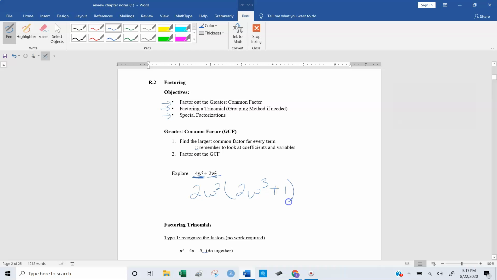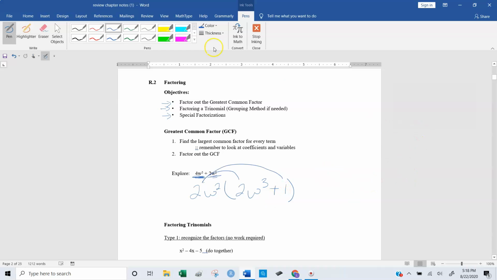Now, I'm hoping when you did this and you did your division, you had the plus 1, and no one forgot that because that's very important. When you check your answer, you should be able to take the 2w squared, distribute it through, and get the 4w to the 5th, but then you must also have the 2w squared when you are finished.